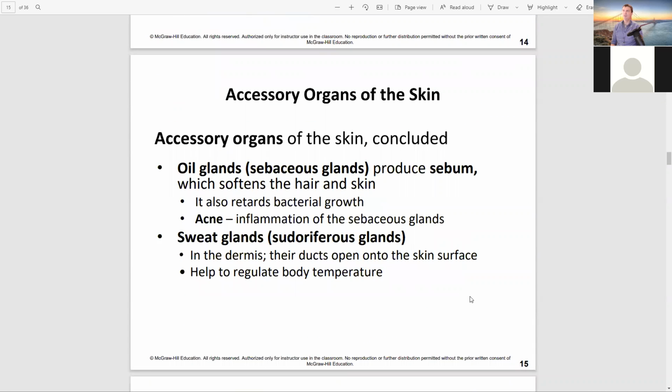Okay, accessory organs of the skin concluded. So we have the oil glands, the sebaceous glands, which produce sebum, which softens the hair and skin. It also prevents bacterial growth, and acne is actually the inflammation of the sebaceous glands. And then we have the sweat glands, or the sudoriferous glands, which are in the dermis, and their ducts open onto the skin surface, and these help regulate body temperature.